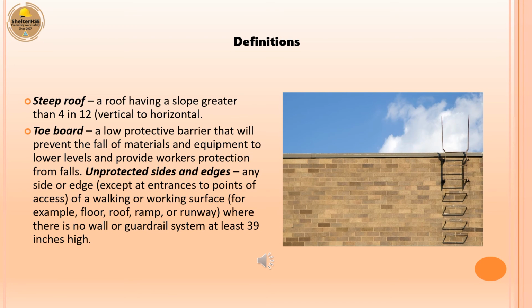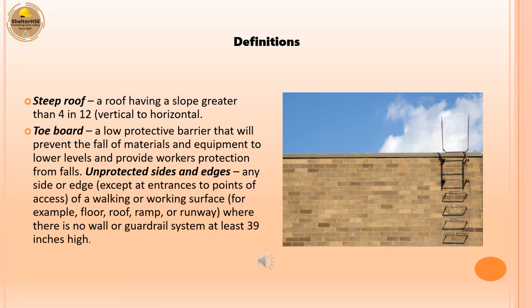Toe board: a low protective barrier that will prevent the fall of materials and equipment to lower levels and provide workers protection from falls. Unprotected sides and edges: any side or edge, except at entrances to points of access, of a walking or working surface, for example, floor, roof, ramp, or runway, where there is no wall or guardrail system at least 39 inches high.